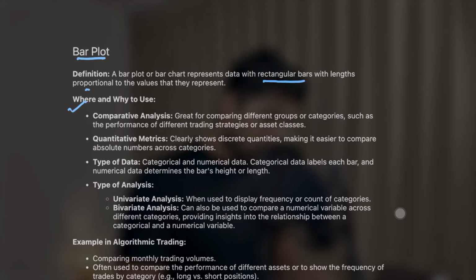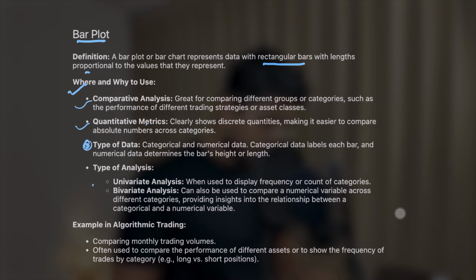We can use bar plot for comparative analysis. We can use bar plot for quantitative metrics, right? Now, on which type of data can we use the bar plots? We can use it on categorical and numerical data. Categorical data labels each bar, and numerical data determines the bar's height or length. And also we can perform both univariate and bivariate analysis on this.